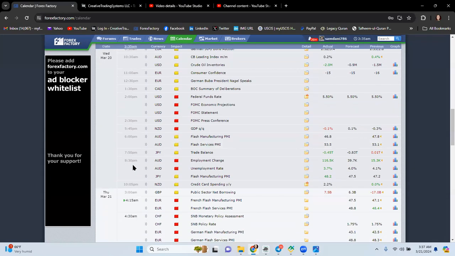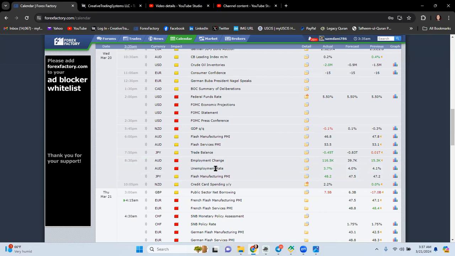Later we had 8:30 p.m. today, I mean on the 20th, Aussie red news. Right, employment change, and this news you can see the big difference, right? From 39,000 to 116,000, and the unemployment rate went down from 4% to 3.7. Big difference, big positive news, right?